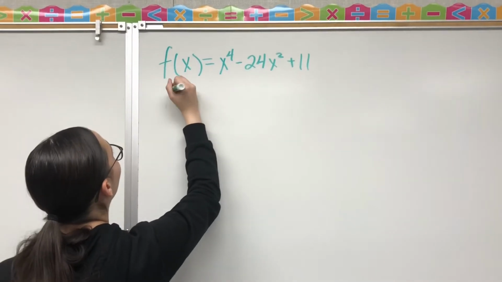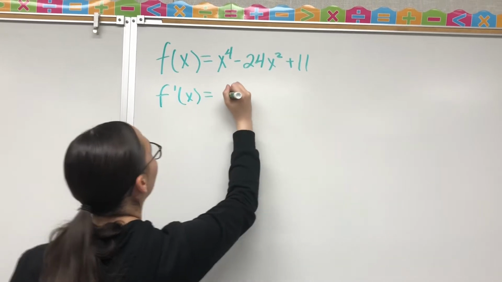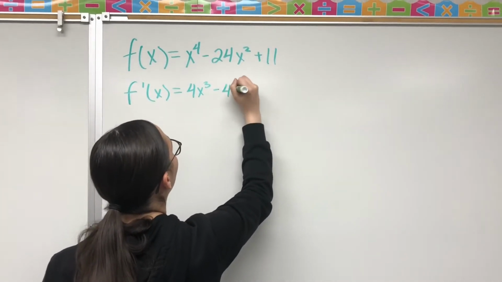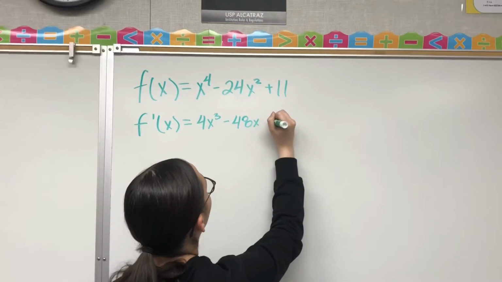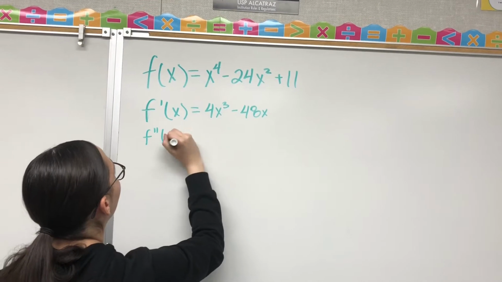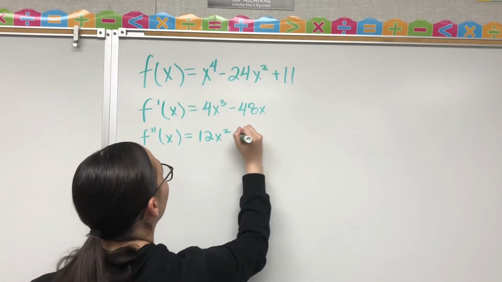So first we're going to start with the equation f of x is equal to x to the fourth minus 24x squared plus 11. The first step in the process of finding the inflection point is taking the first derivative, which is 4x cubed minus 48x, then taking the second derivative, which is 12x squared minus 48.